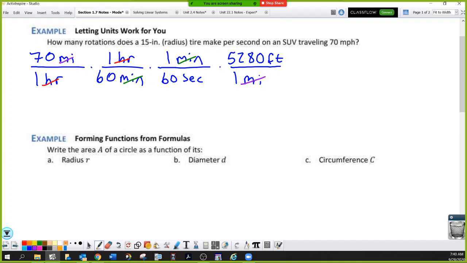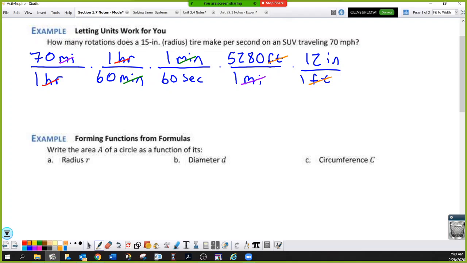There are 63,360 inches. That's a lot of inches. And then what do we have? 12 inches per 1 foot. Did I do orange yet? I did not. Feet, great. Now what we have to do is talk about rotations.